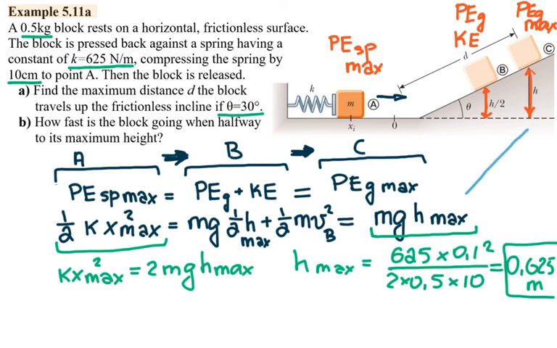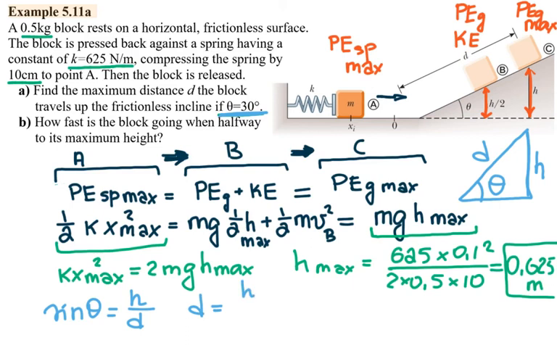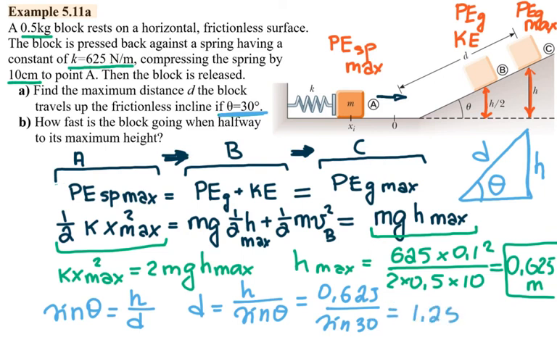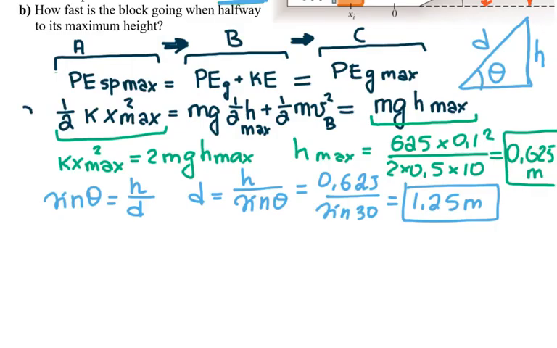And if I look at the triangle, the maximum distance to travel along the incline, so this distance, and this one is theta, 30 degrees, they give you a 30 degree angle, and this is the maximum height. You have sine theta is equal to h over d, then d is equal to h maximum over sine theta, and that will give you 0.625 divided by sine of 30, and that gives me 1.25 meters. So all this was part A.